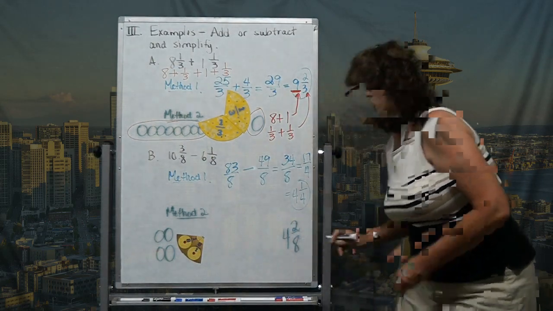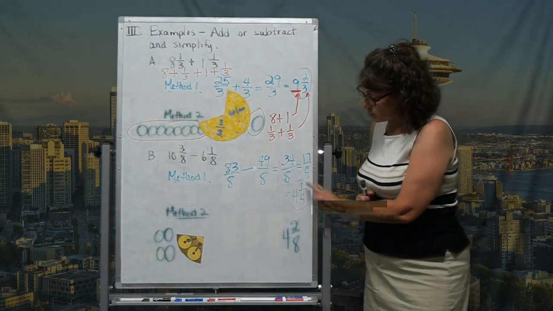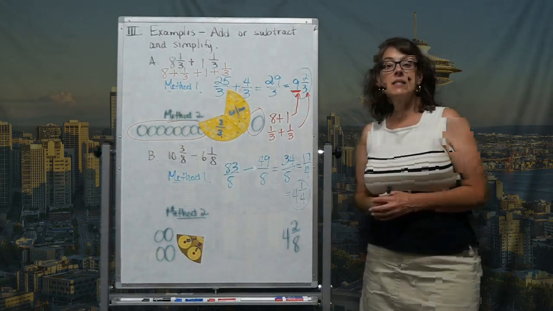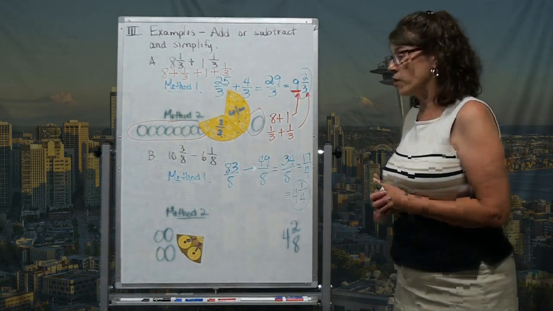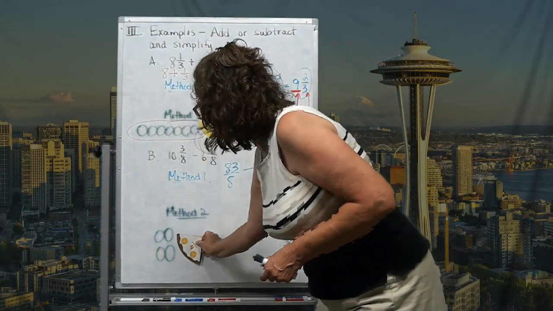But we know that 2 and 8 are both divisible by 2. 2 goes into 2 once, 2 goes into 8 4 times, giving me yet again my 4 1/4. Because 2/8 certainly is the equivalent of 1/4.